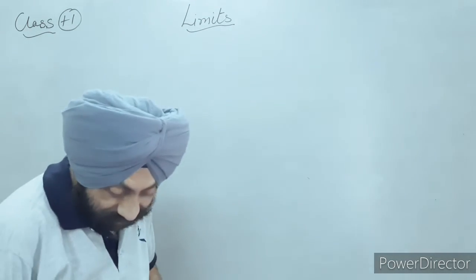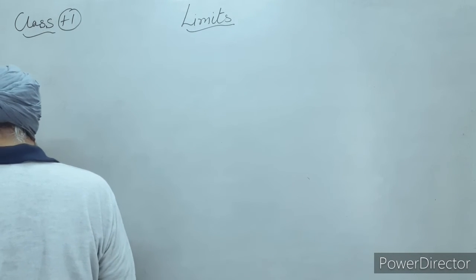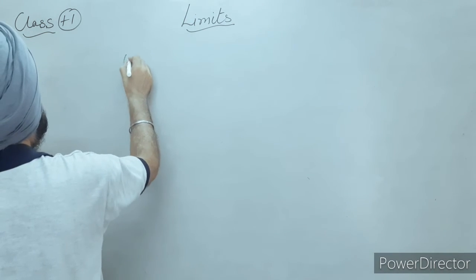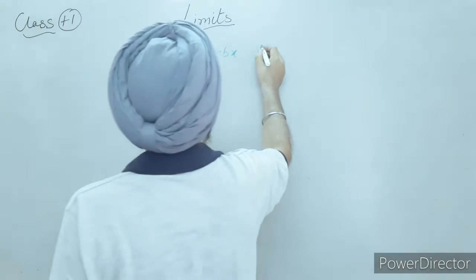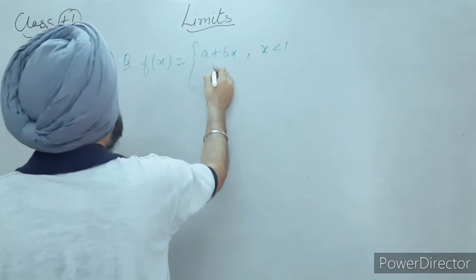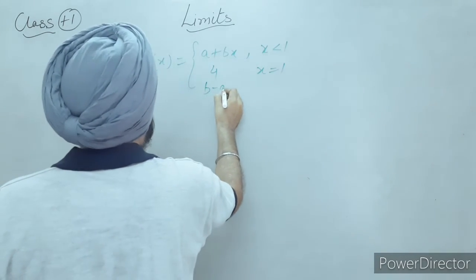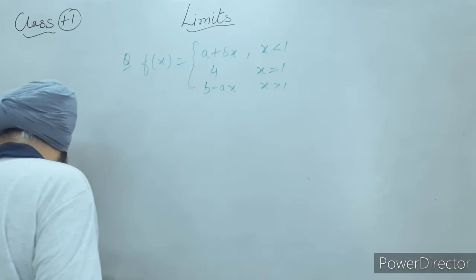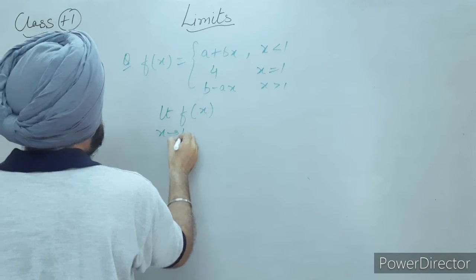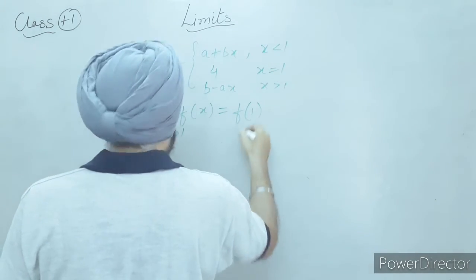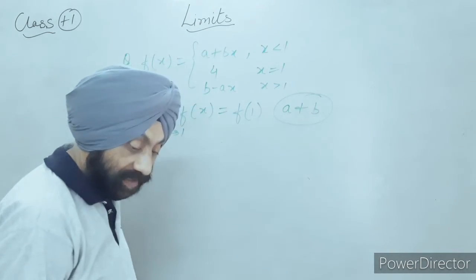Now, next question is, f of x equals a plus bx for x less than 1, then 4 when x equals 1, and b minus ax when x is greater than 1, right? Now it is given that the limit of f of x as x approaches 1 is equal to f of 1, right? What are the possible values of a and b?